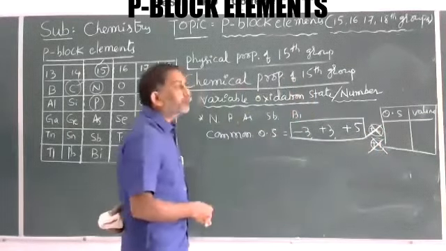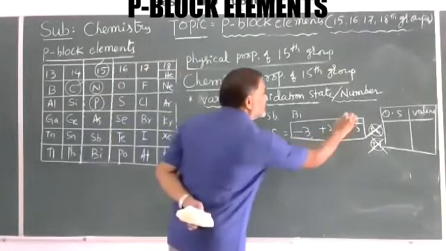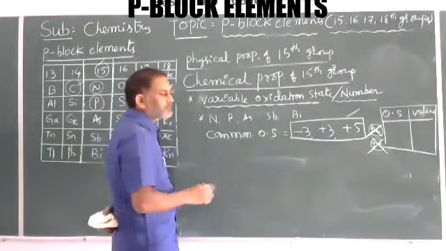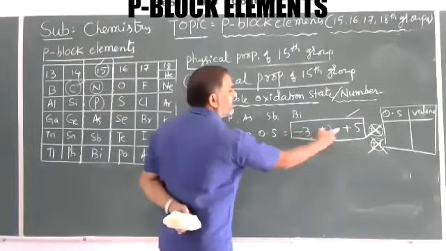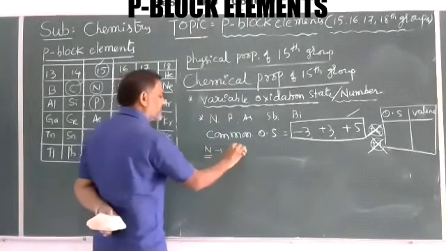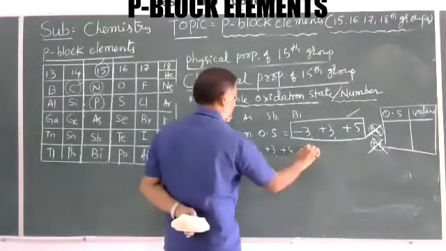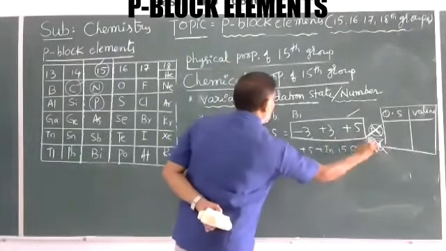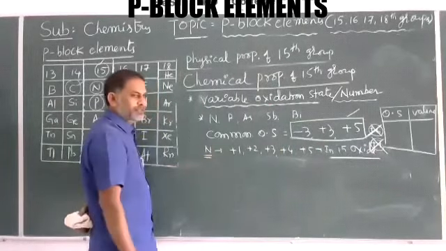Why? Because in 15th group elements the maximum valence electrons are how many? 5 only. That's why they show a maximum of +5 oxidation state. So common for all these elements, it may be either -3 or +3 and +5 oxidation state. Particularly, nitrogen shows +1, +2, +3, +4, +5 in its oxides. I'll explain this very clearly. In oxides of nitrogen, all the 5 oxidation states are present.